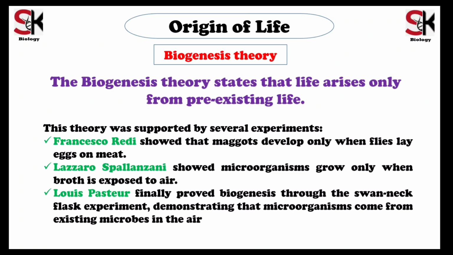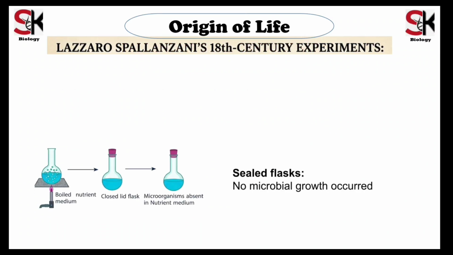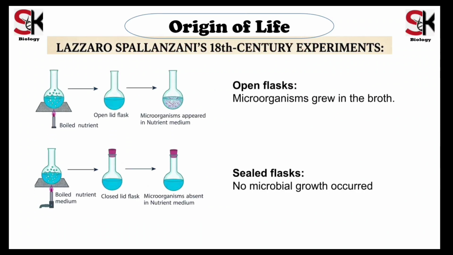In Spallanzani's experiment, he prepared two conditions: a sealed flask and an open flask with nutrient broth. He boiled the nutrient broth to kill existing microorganisms. The sealed flask showed no microbial growth, and the open flask showed growth of microorganisms. This indicates that microorganisms enter the broth from the air.